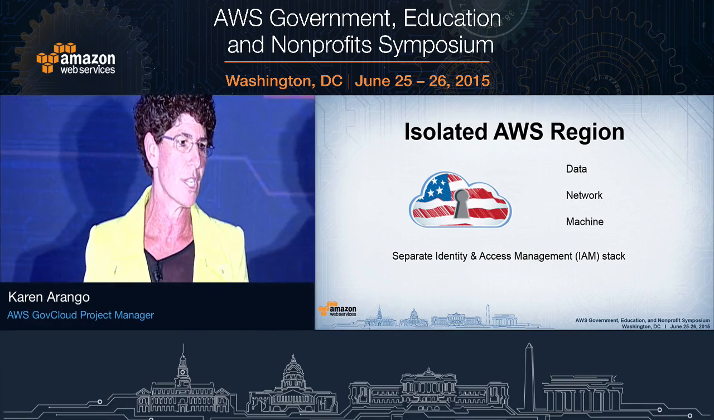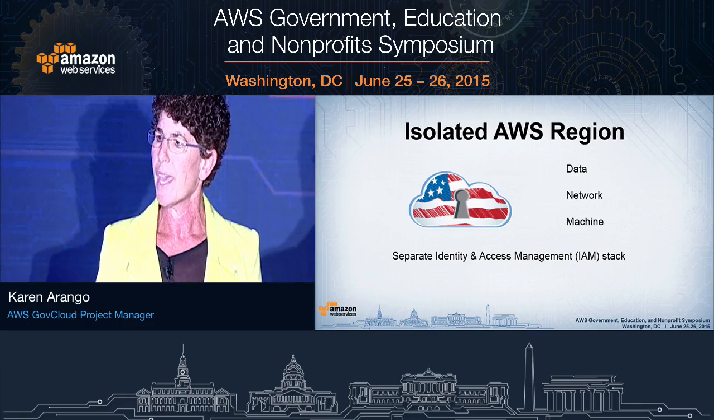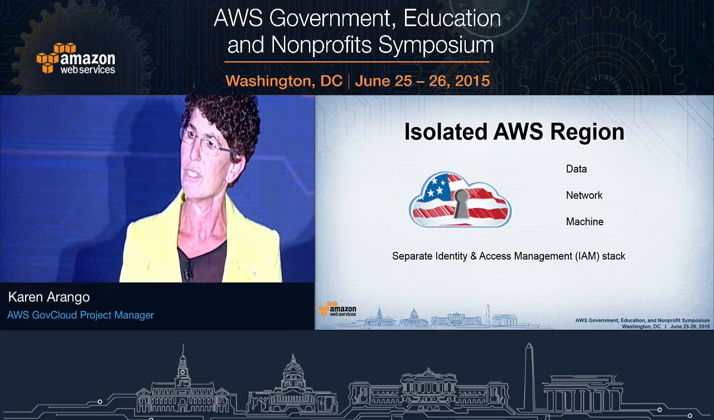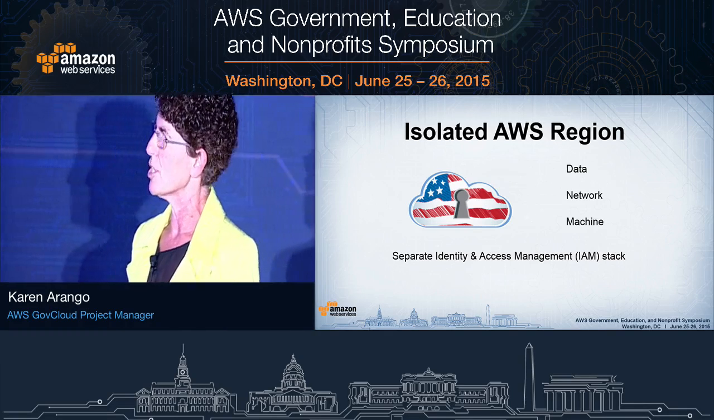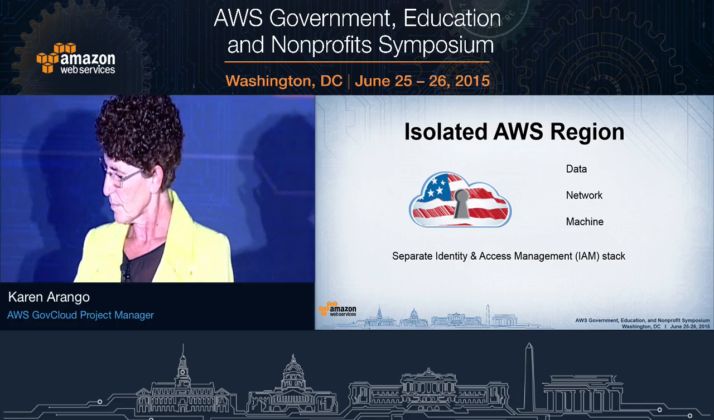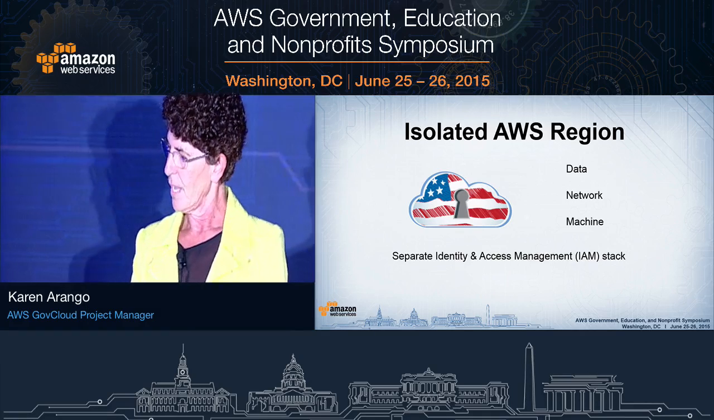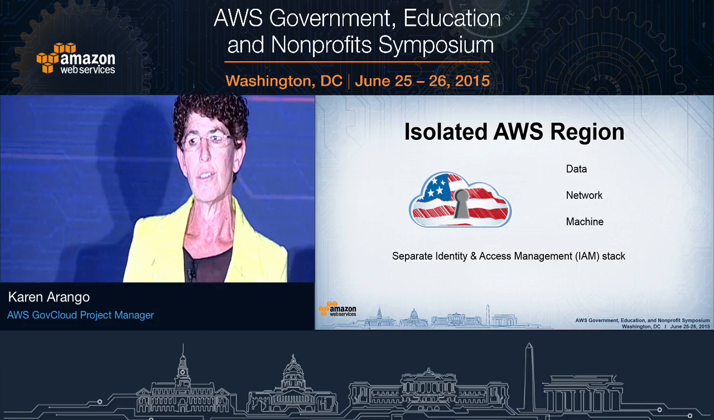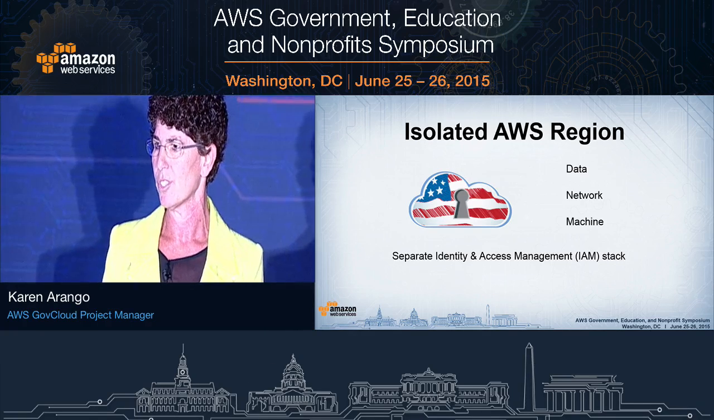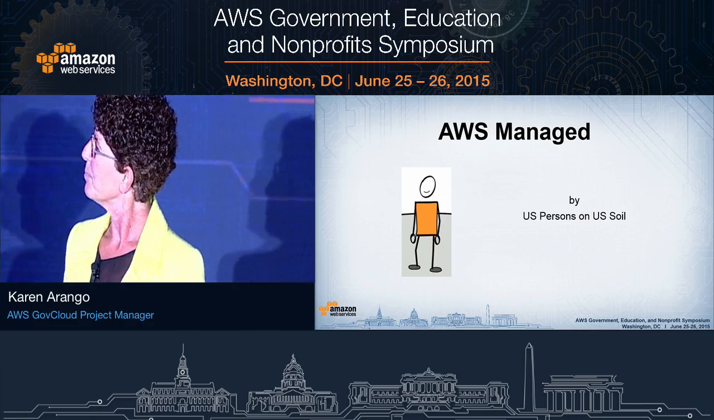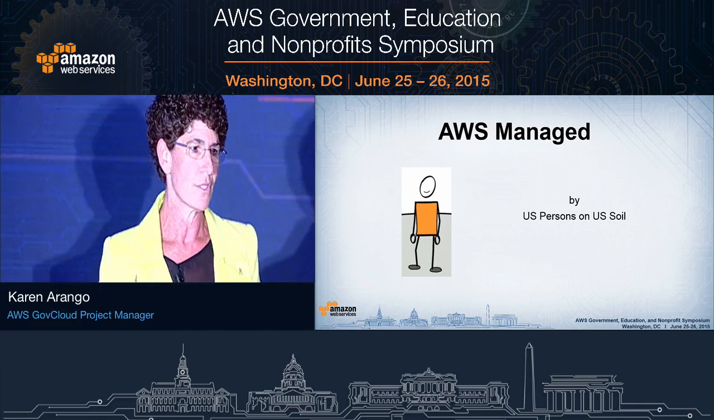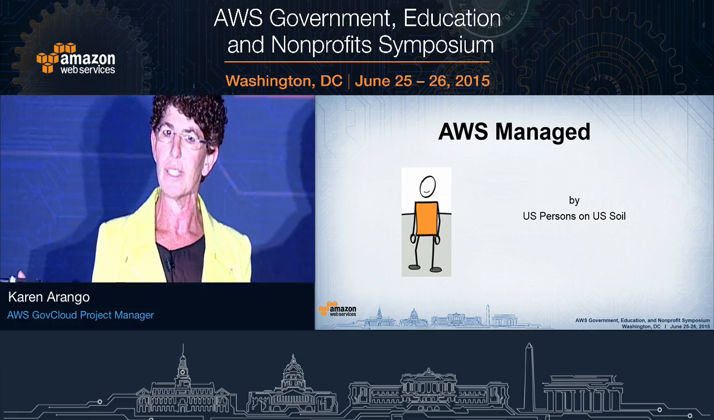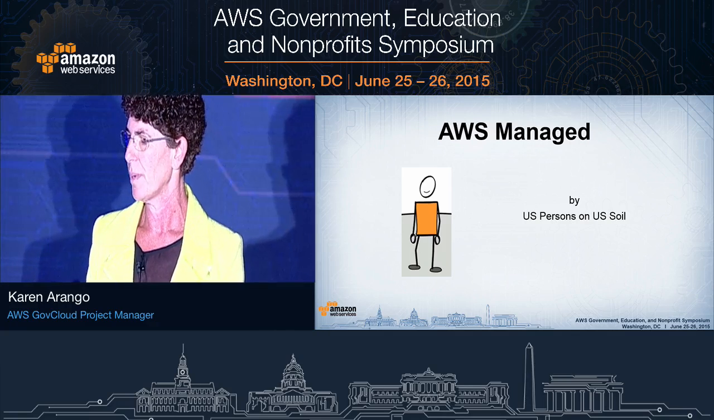So it's an isolated region in the AWS cloud, and what that means is the data is isolated from all other AWS regions, the network is isolated, and the machines are all isolated. And one of the things that makes it unique is it's got a separate authentication stack from all other AWS regions, so completely isolated. And it's managed by US persons on US soil. So AWS manages the GovCloud region completely by US persons within our company.